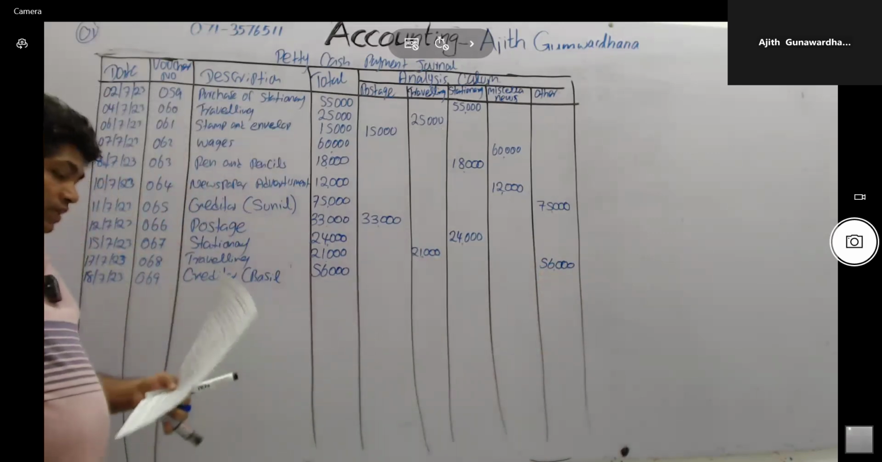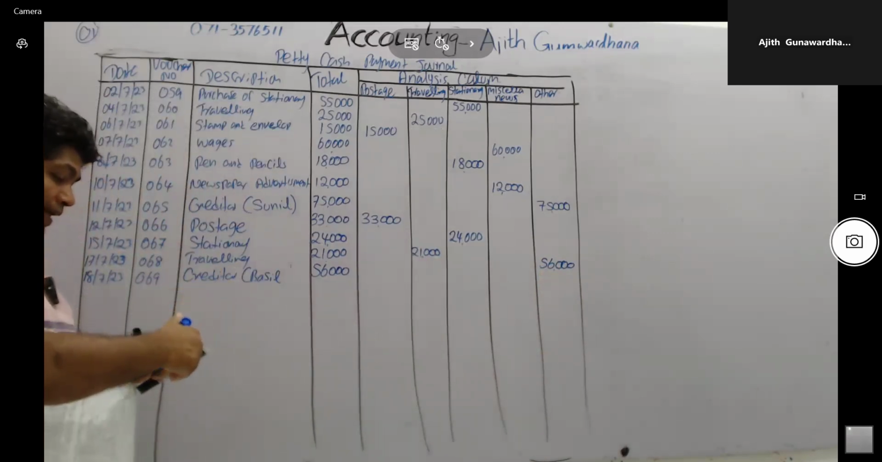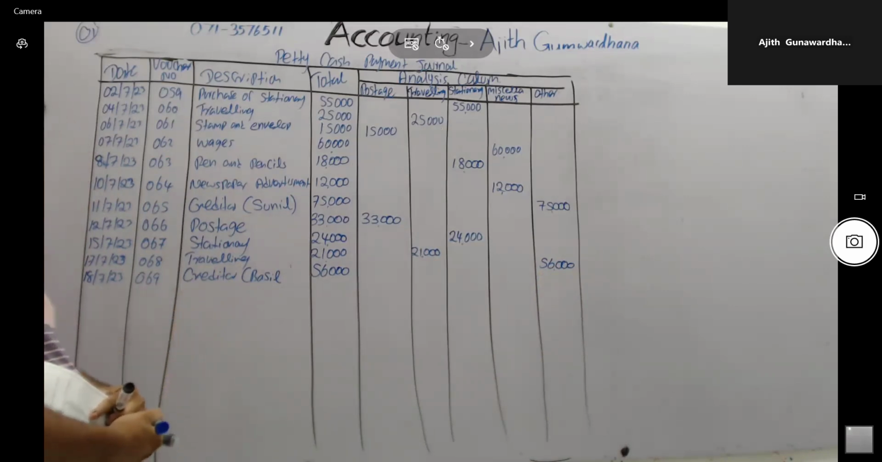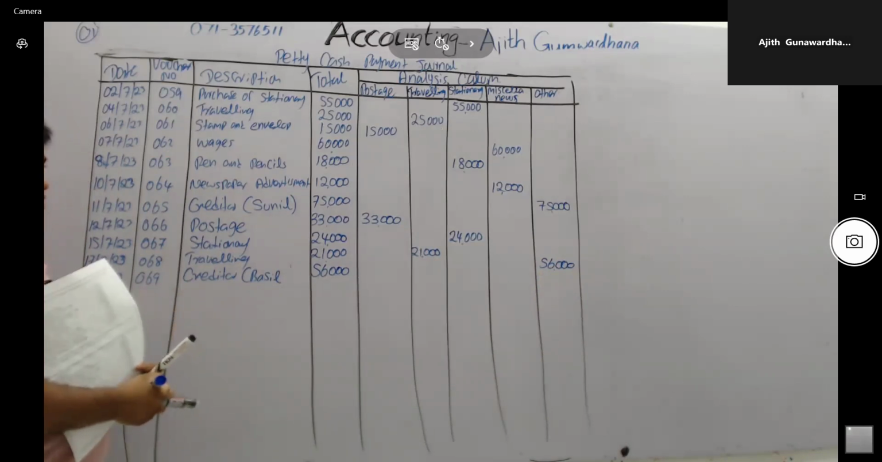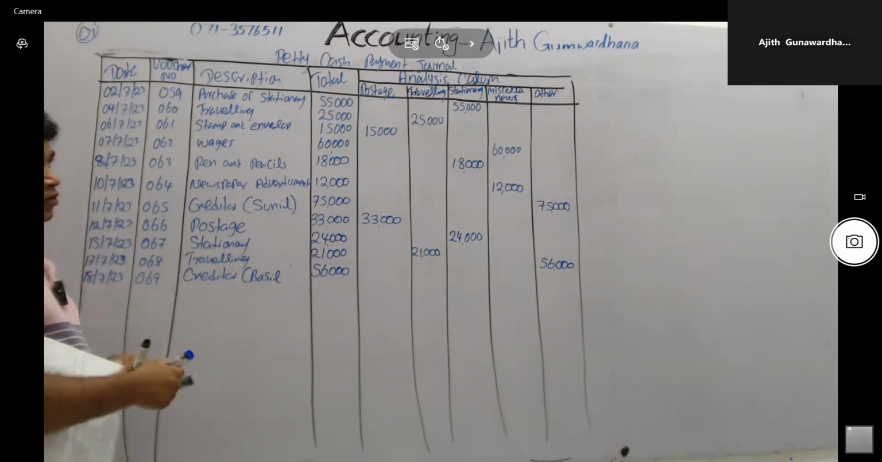Normally, the petty cash payment journal should be maintained to pay small amounts of expense. But if it is given paid for creditors, using petty cash, it should be recorded in the other column.